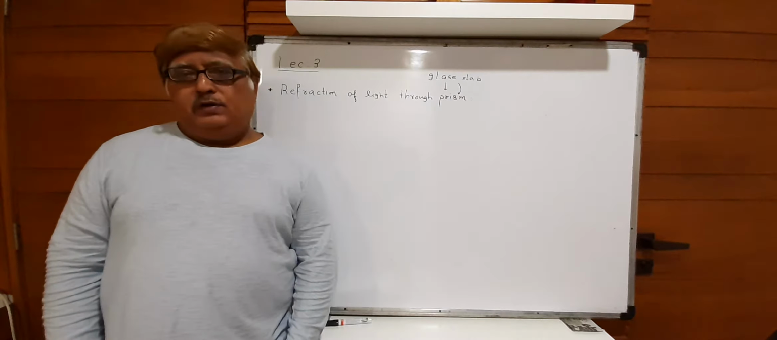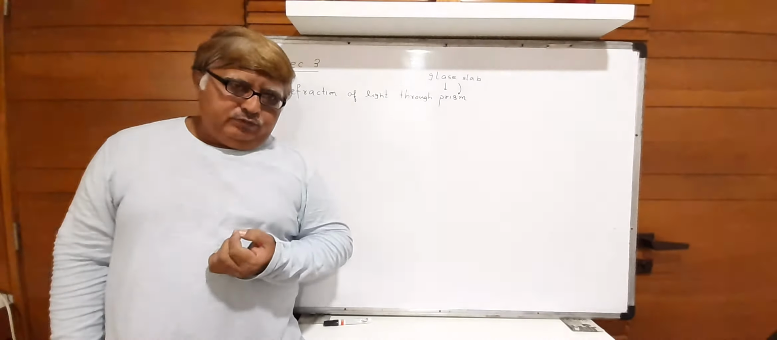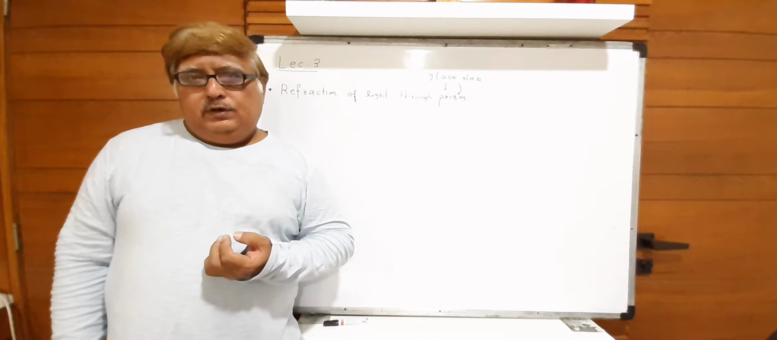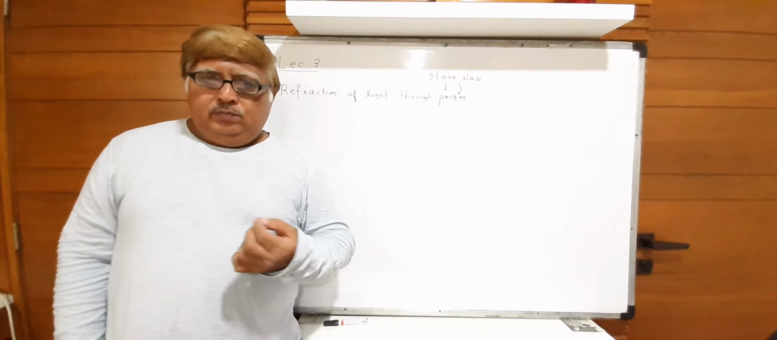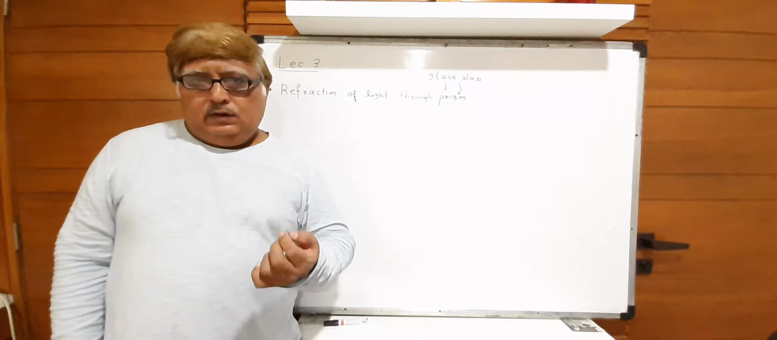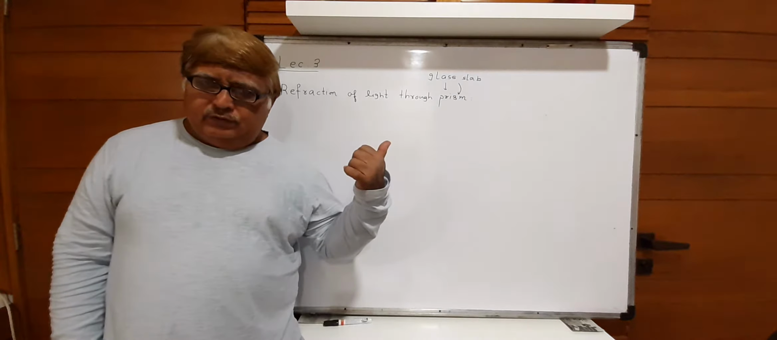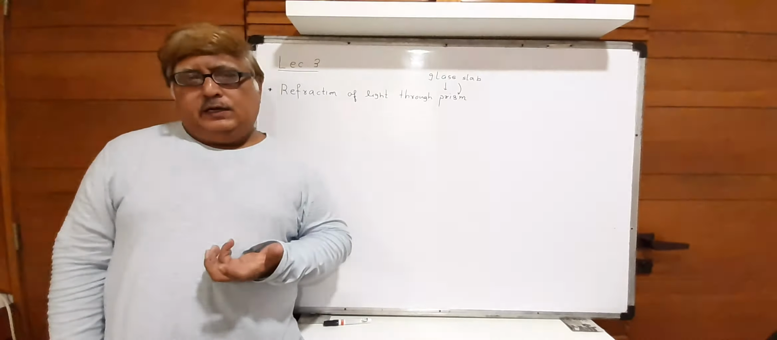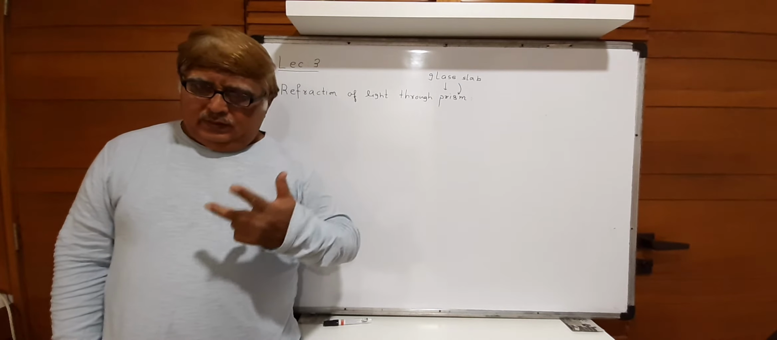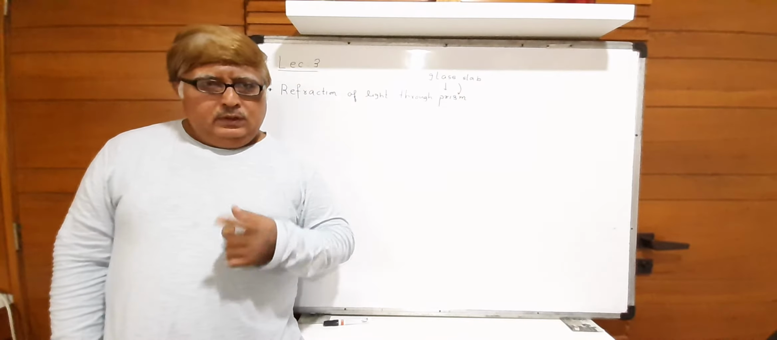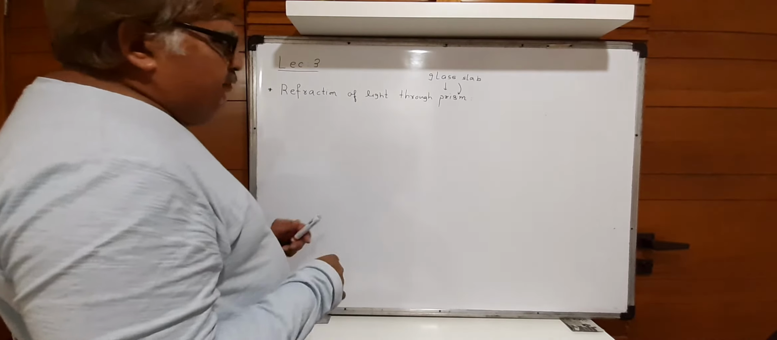So first let me clarify. We have discussed what happens to a light ray when it passes from air to glass slab and emerges out from glass slab to air. Why are we discussing refraction of light through prism? Is there any connection between these two? I must first clear it. What is the difference in discussion?